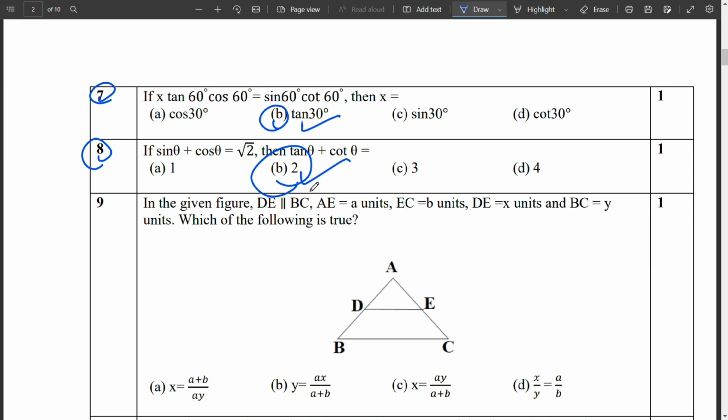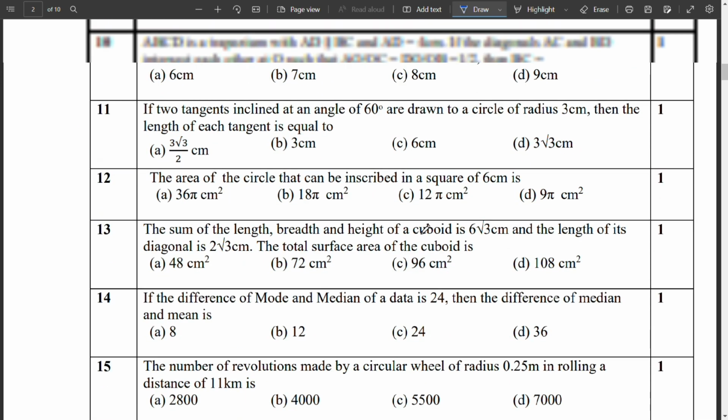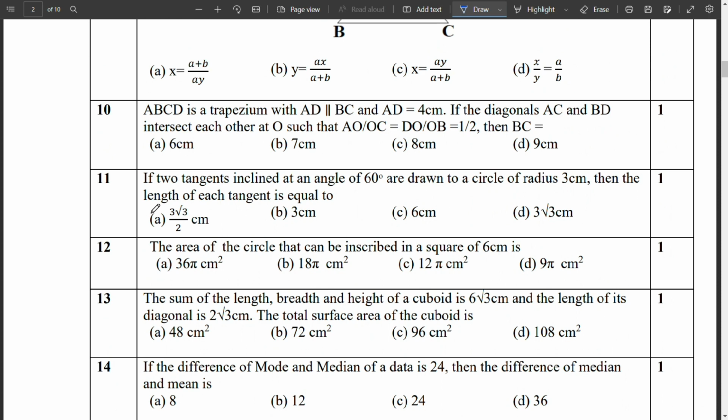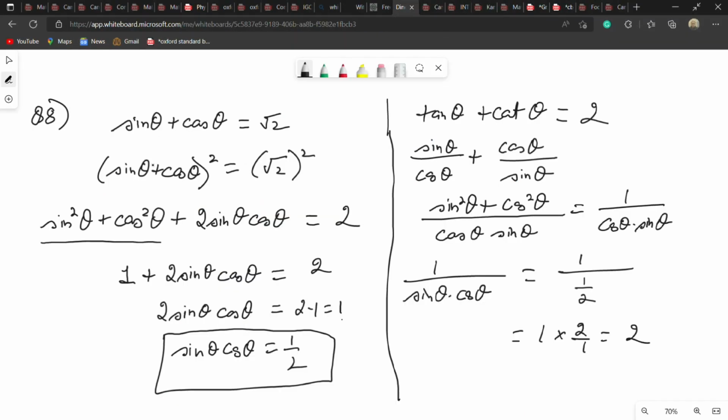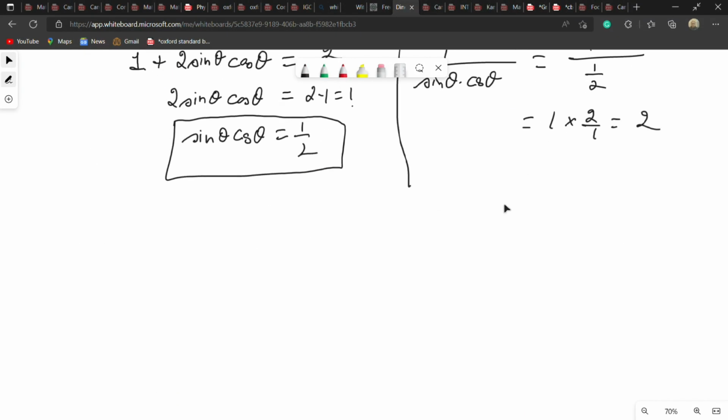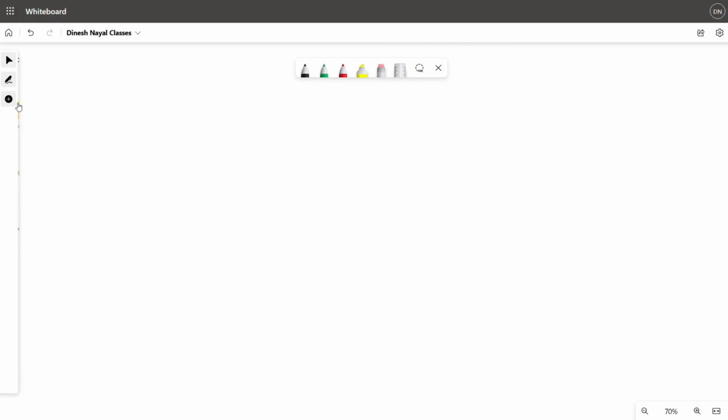Now going to the next question. Our next question is actually question 11. Question 11 is: if two tangents inclined at an angle of 60 degree are drawn to a circle of radius 3 centimeter, then the length of each tangent is equal to, and you have these 4 options. So we have to find the length of the tangent. Let's go to our whiteboard and first of all draw a circle.